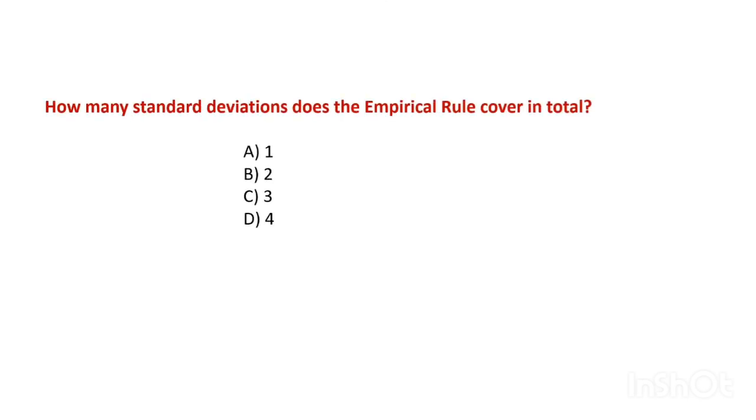How many standard deviations does the empirical rule cover in total? The empirical rule covers 3 standard deviations, like 68%, 95%, 99.7% of the data. Therefore, the correct answer is C, that is 3.